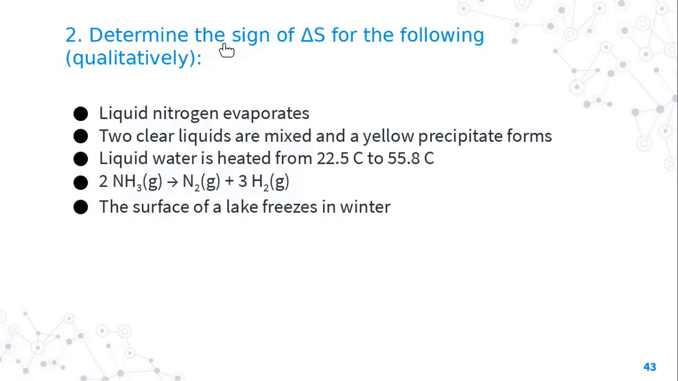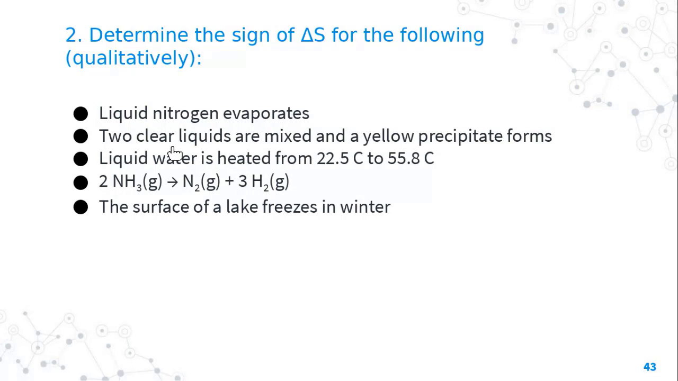Okay, so for determining the sign of delta S, let's go through each scenario. So liquid nitrogen evaporating, would this be a positive or negative delta S? Right, so it would be positive delta S because we're forming more disorder. When you go from a liquid, evaporation means you become a gas. You're moving around a lot more, you have more energy in the molecules. And so that would be positive, more disorder.